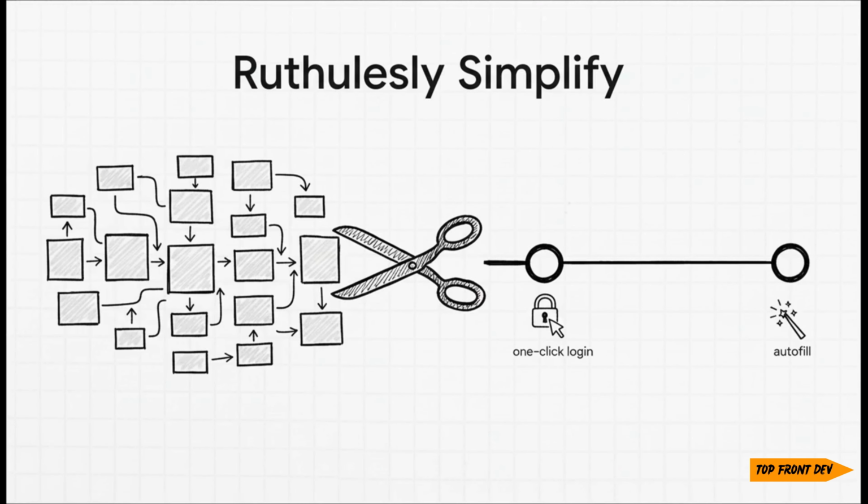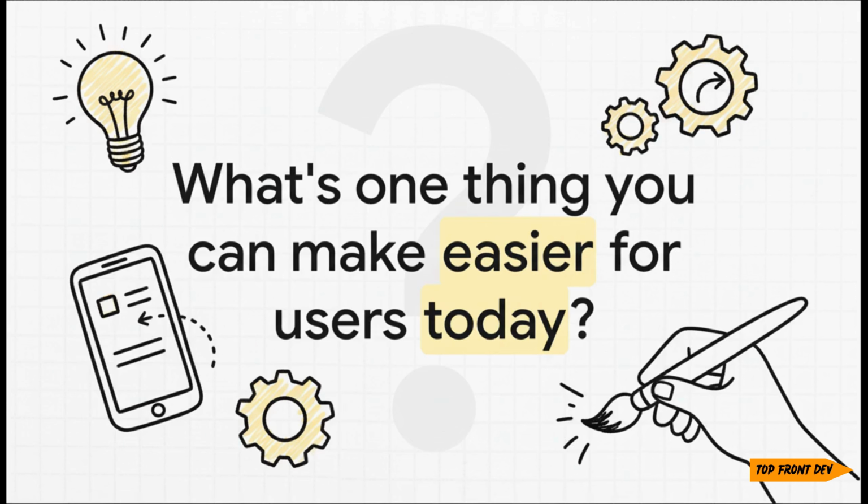So, I'm going to leave you with a challenge. Not for next sprint, not for tomorrow, but for today. Take a look at your own work, find one single interaction, and ask yourself that question. What's one thing in my app that I can make just a little bit easier for my users? Right now, go find it.